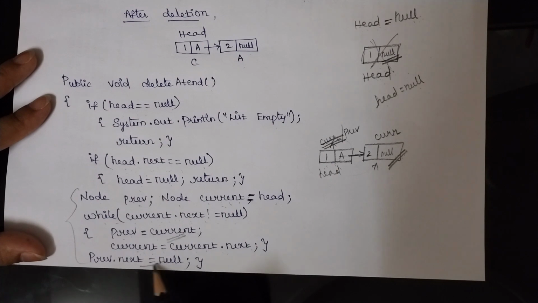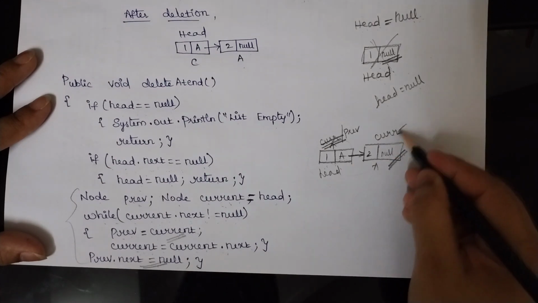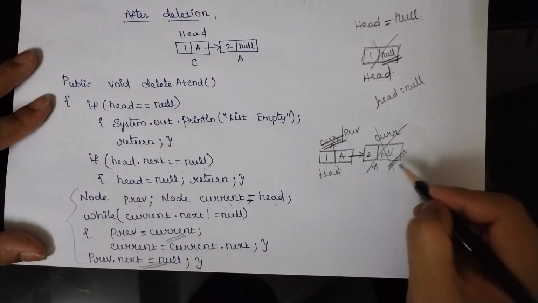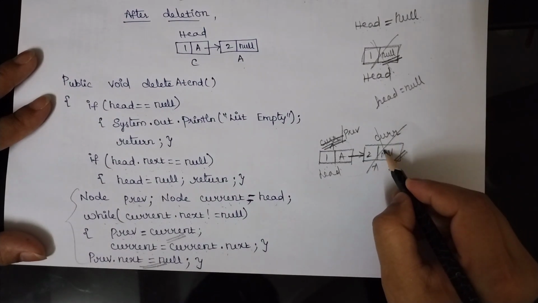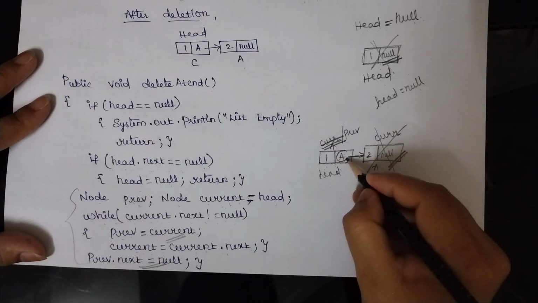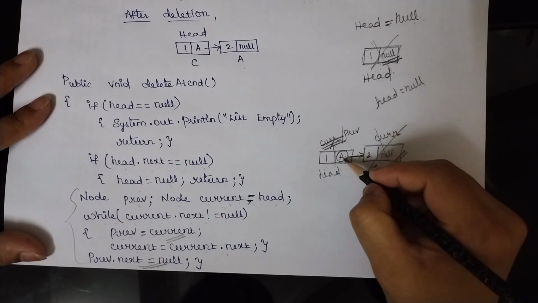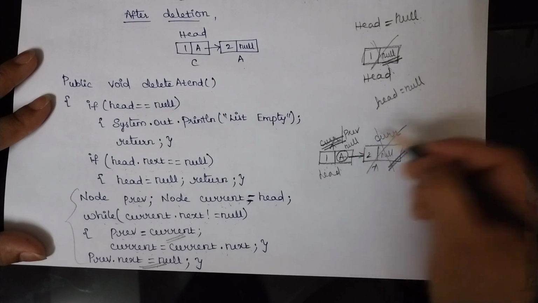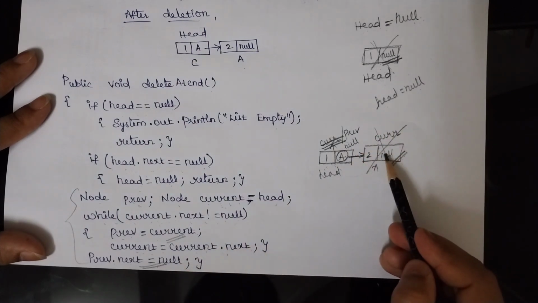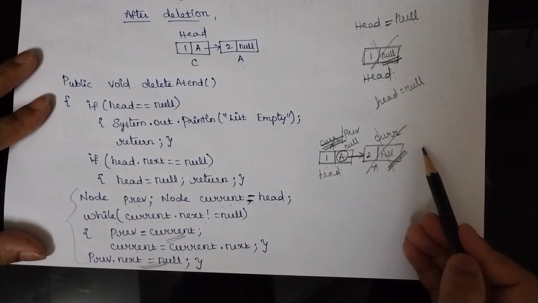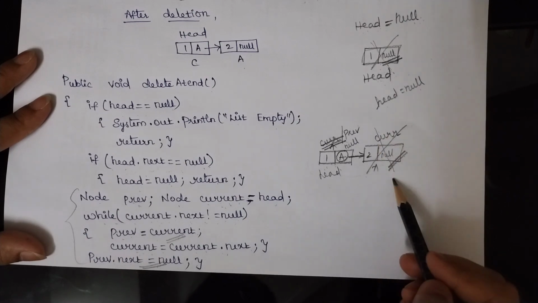And what is given in the outside block? Previous dot next is equal to null, because I want to delete this node from the list. If I'm deleting this node in the list, I need to change the previous node address to null. So now I found this is my current node, and this is the last node as well. So I have deleted this node from the list.